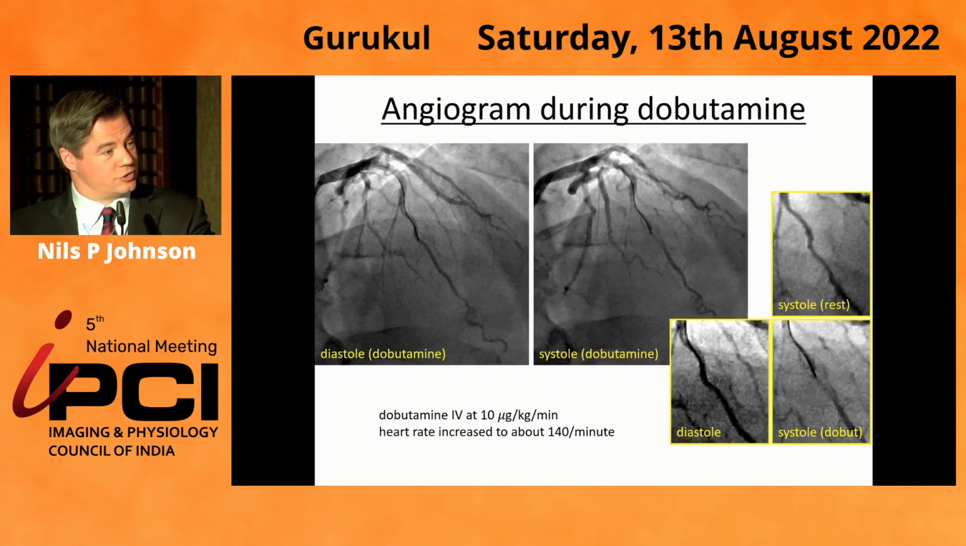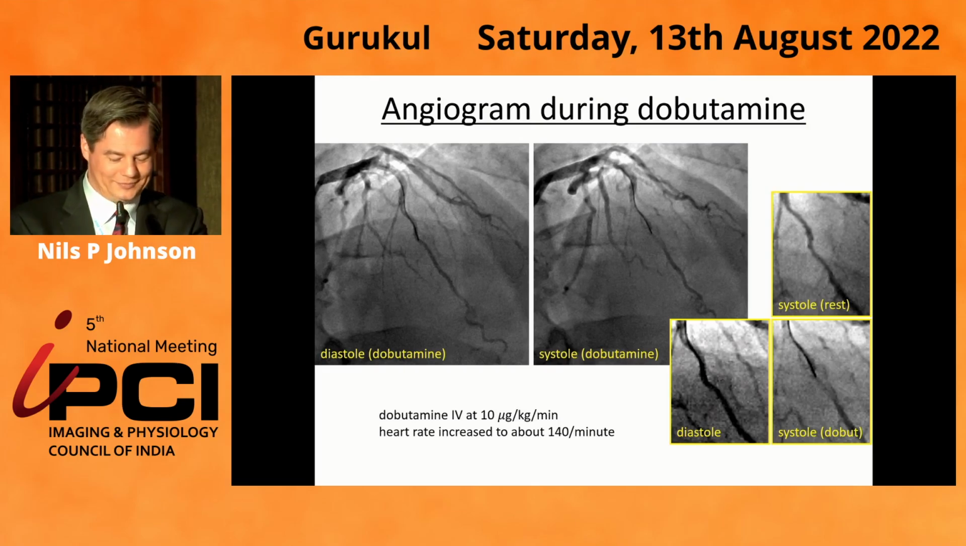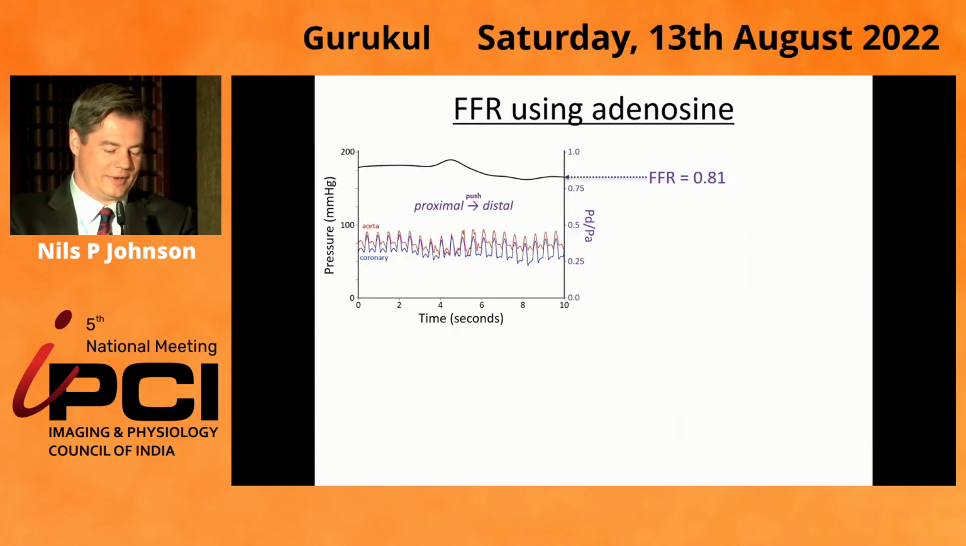I also did an angiogram and some hemodynamic assessments during dobutamine. It's just impressive. When you give dobutamine, this thing almost completely closes off. You can see how that bridge becomes much more dramatic. And so I did a series of hemodynamic assessments. The first one is here on the left, taking the pressure wire, pushing it from proximal to the bridge to distal during adenosine, and you can see the FFR was 0.81.